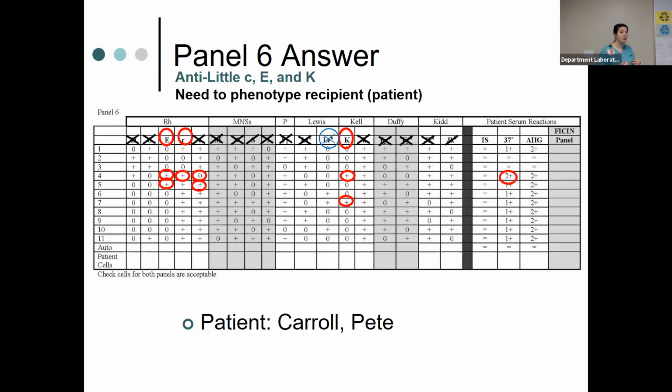And you might have to pick and choose those cells. That's where it gets kind of complex. It might take multiple cells. You probably have to run about 5 to 6 select cells on this patient.